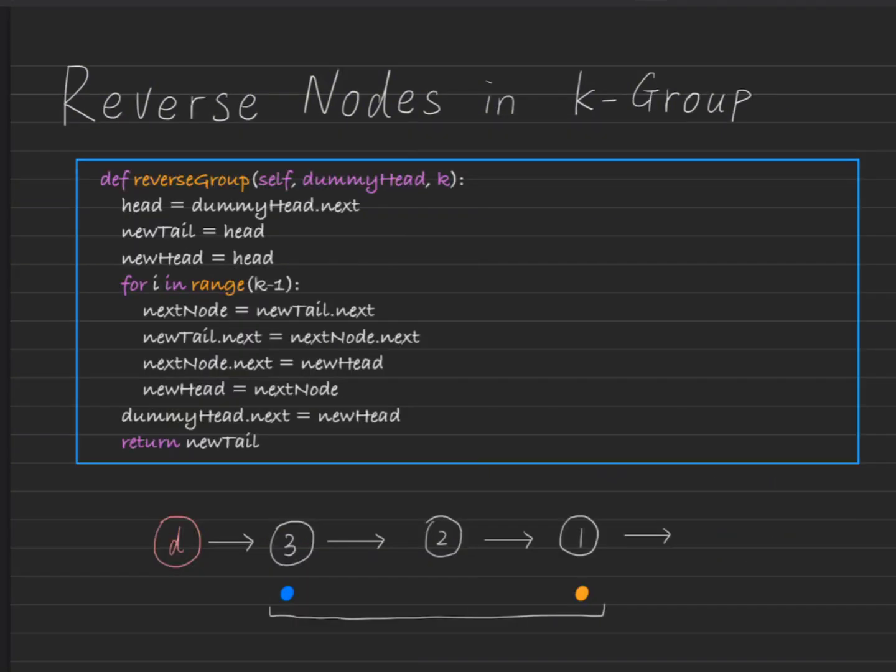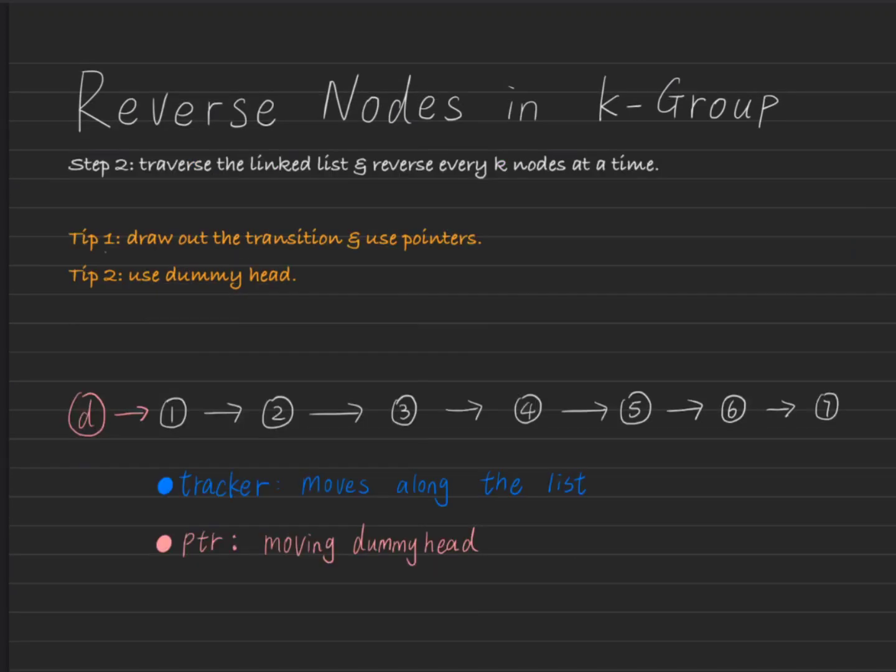Putting it all together, this is what the Python code will look like to reverse one group of K nodes. Note that we're returning the tail position at the end of the function, as this will be useful when we're combining everything together to reverse K groups at a time. Now we can move on to step 2, which is the easier part. We'll keep a tracker to move K steps along the list, and another pointer that points to the dummy head of the current group. If we're able to move K steps, then we can perform the reverse on the current group, and then keep moving.